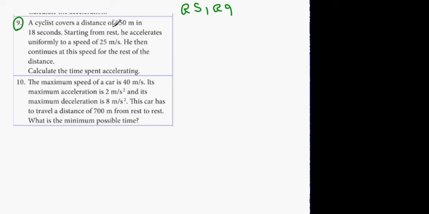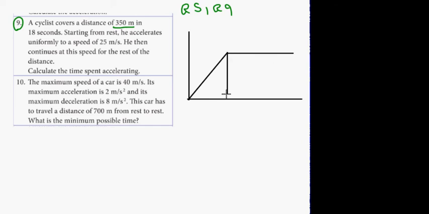So a cyclist covers 350 meters in 18 seconds. Starting from rest, he accelerates uniformly to a speed of 25 meters per second. He then continues at this speed for the rest of the distance. Calculate the time spent accelerating. So guys, what we have here is 2 different intervals. First interval, straight to the top. Second interval, you're staying at a constant speed. 2 different shapes, a rectangle and a triangle. Because the same object undergoes 2 different scenarios in the one question, we automatically know it's a velocity time graph, okay?